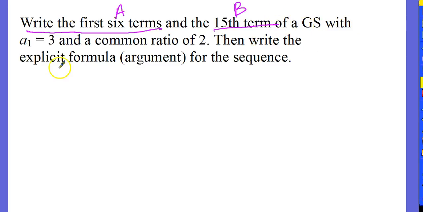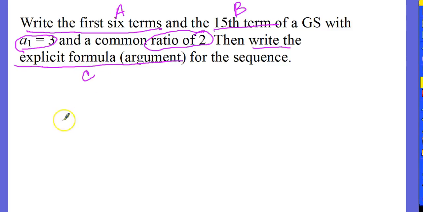Of a geometric sequence with our a sub 1 is 3. So there's our first term. And a common ratio of 2. So I'm going to circle that information, so I need it. And then part C, I'm going to write the argument for the sequence, the rule that'll allow me to find any number that I want in the sequence within reason. We can't find the really super large ones. That would be mean. So that'll be part C.